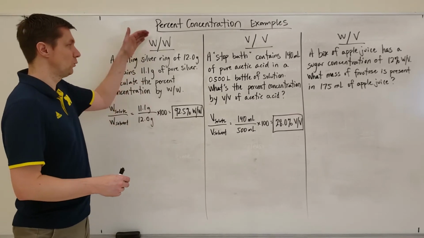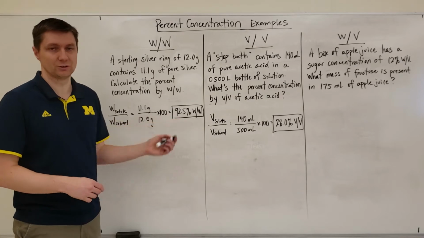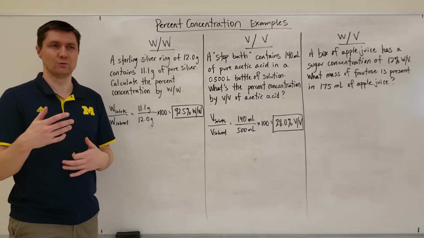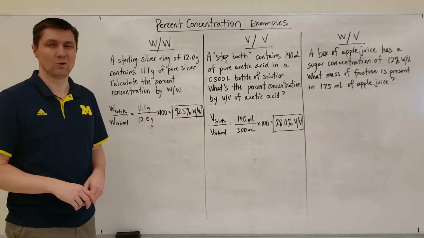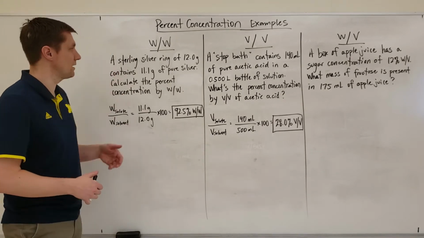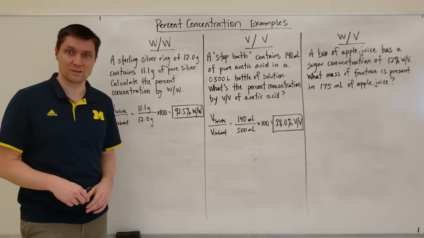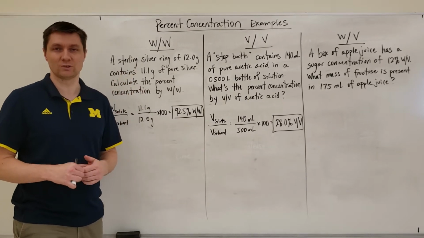So where you see weight, really what we're doing is we're using masses, but they do express these percentages as a percent weight to weight ratio so that you know that it's using masses, not volumes. So just keep that in mind as we're going through these examples. This first one says that we've got a sterling ring that's 12 grams in weight or mass, and it contains 11.1 grams of pure silver.